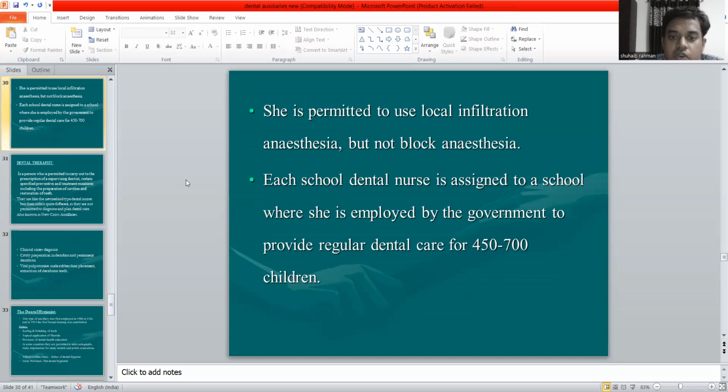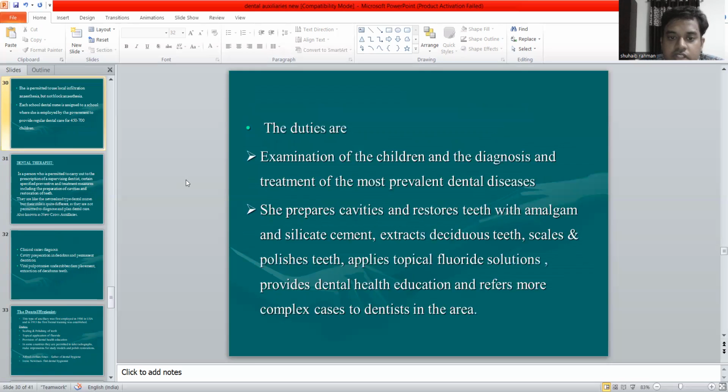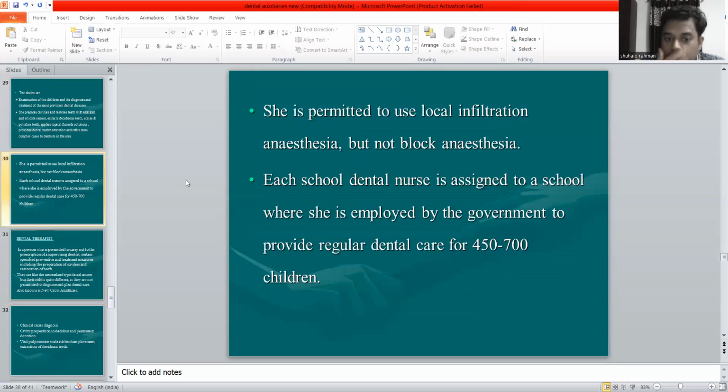She is permitted to use local infiltration anesthesia, but not block anesthesia. Each school dental nurse is assigned to a school where she is employed by the government to provide regular dental care for 450 to 700 children. So it is going to improve the standard of living and the quality of oral health.